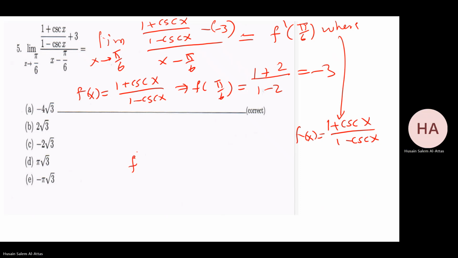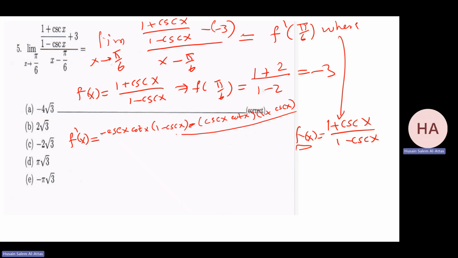So find f prime. I need the quotient rule. Derivative of the numerator. So you need to find f prime at this at pi over 6. That's the complicated thing. F prime will be what? Derivative of the numerator, minus cosecant cotangent, in the denominator, plus minus derivative of minus cosecant, which is cosecant cotangent, times 1 plus cosecant x, over 1 minus cosecant x squared.